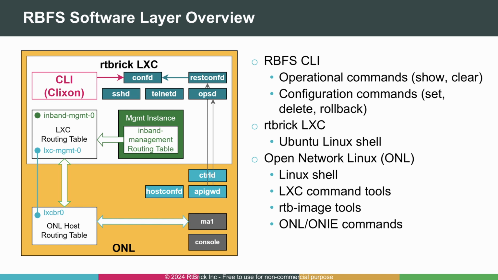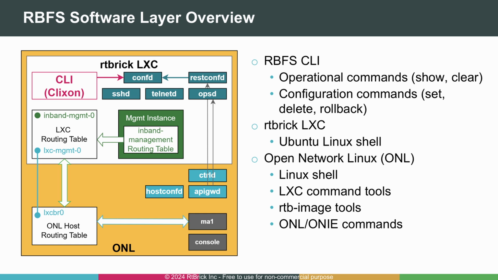The RBFS CLI operates within a Linux container named Rtbrick. This container houses multiple microservices, known as daemons, which are the core components of the RBFS ecosystem. These daemons communicate with each other through a centralized in-memory data store called the Brick data store. In this video, we'll focus on the daemons relevant for accessing and managing the device, such as the SSH daemon and Telnet daemon.